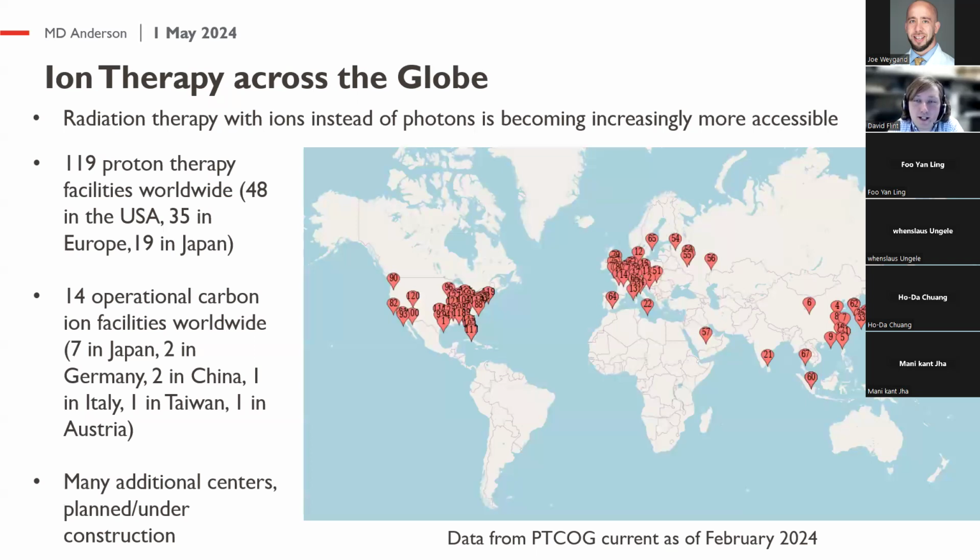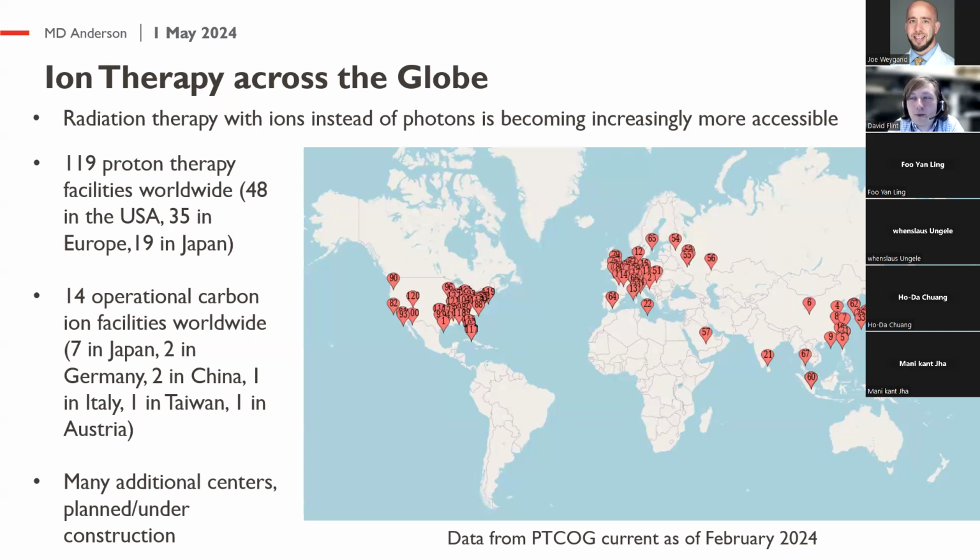That being said, ion therapy is becoming increasingly prevalent year by year. There are now over 120 facilities around the world. As you might expect, given their great cost, the majority of these facilities are in the US, in Europe, and in Japan, although there are many more under construction, and facilities are popping up globally. So it is encouraging for those of us who are interested in ion therapy that we are getting more and more facilities around the world.